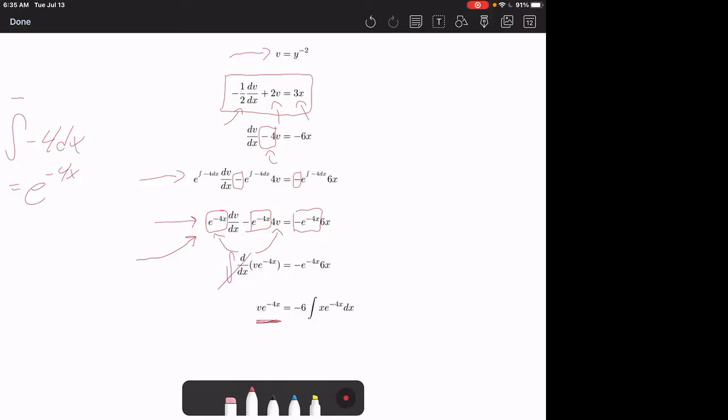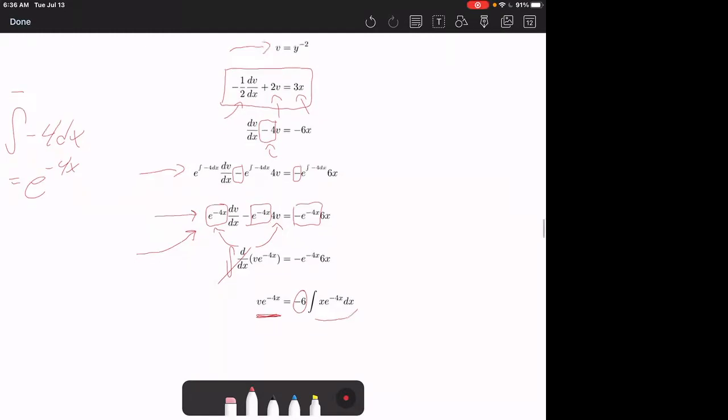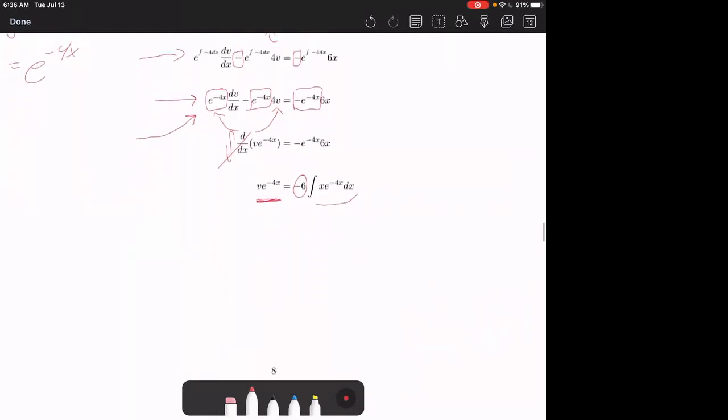On the right-hand side, we can factor out the -6. But now we're left with the integral of x e to the -4x dx. You may recognize this as an integration by parts problem, though not a very difficult one. We're only going to need to do integration by parts once, where we're going to be taking the derivative of x and the integral of e to the -4x.